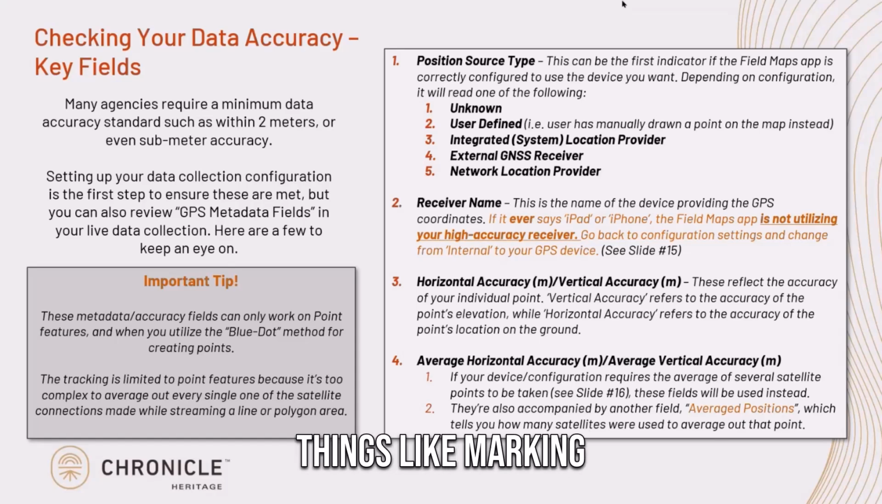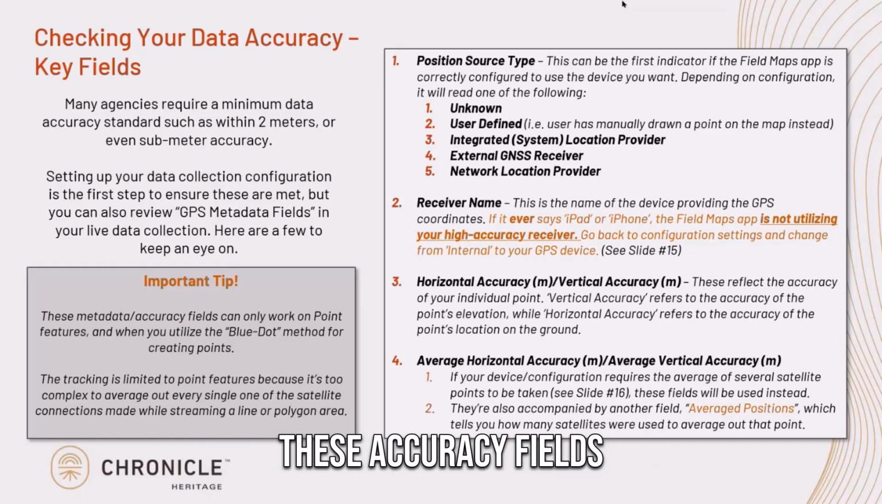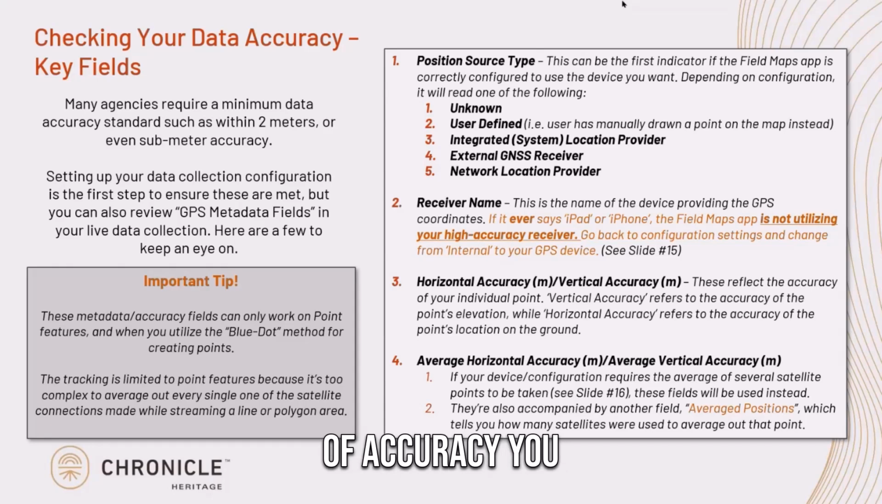Again, for generic things like marking where your truck is or your lunch spot, or maybe a property access issue, accuracy isn't as much of a concern, because that's not something we have to report to the agencies in our final deliverables. It's just something that's useful for your team. Whereas with cultural or paleontological resource data, these accuracy fields become much more important in ensuring that you are getting the level of accuracy you need.